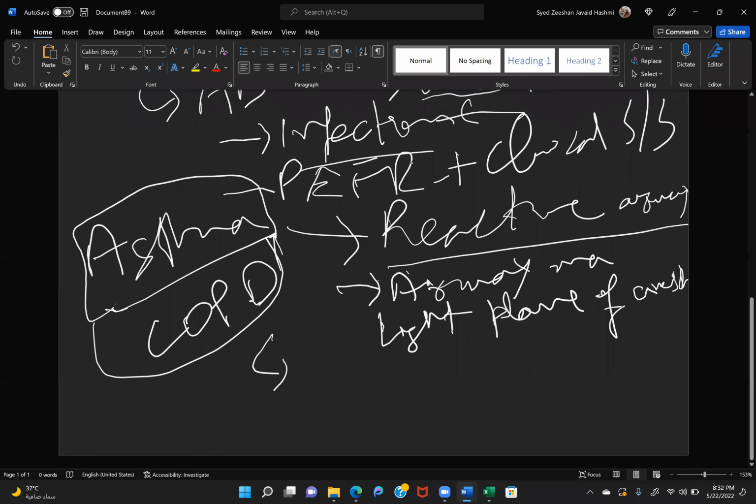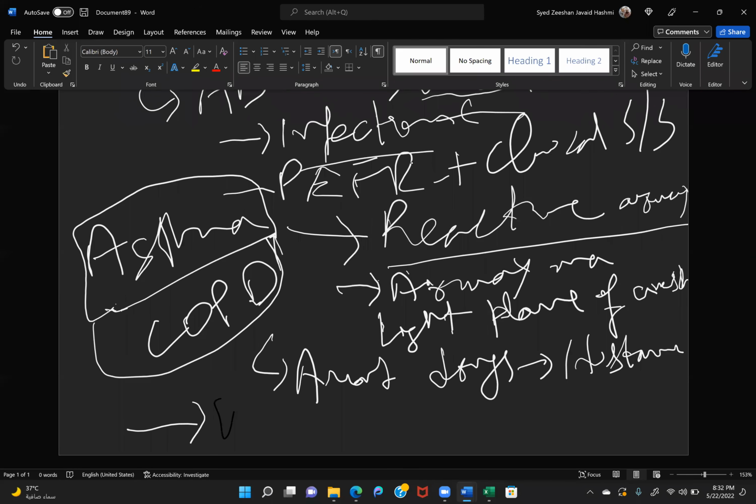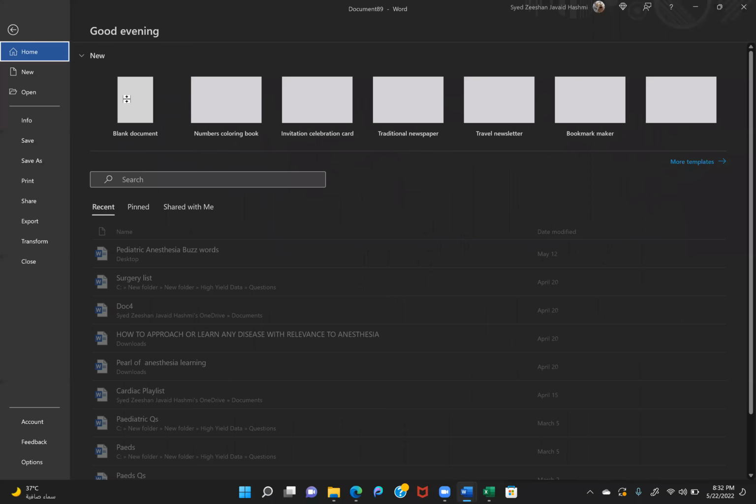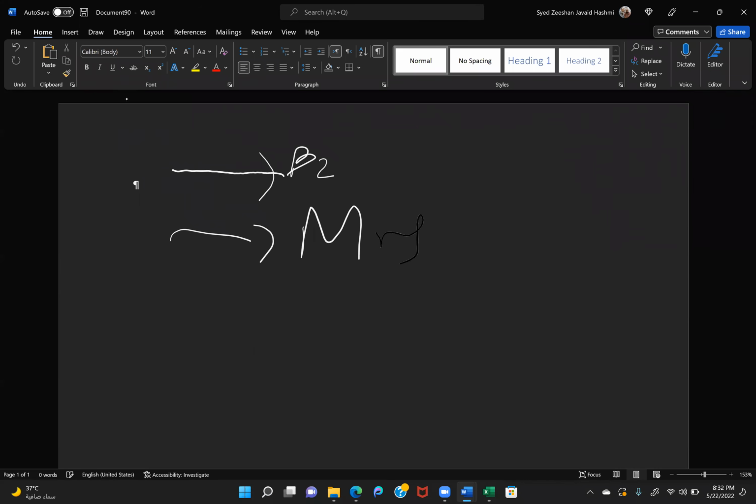And then you are avoiding drugs which are histamine releasing, like morphine and opioids, and thiopentone, barbiturates, and also vagal stimulation. Vagal stimulation will result in increased vagal tone and it will cause bronchospasm. Yes, bronchospasm. So you have to maintain a balance between beta 2 and muscarinic receptors. Okay.